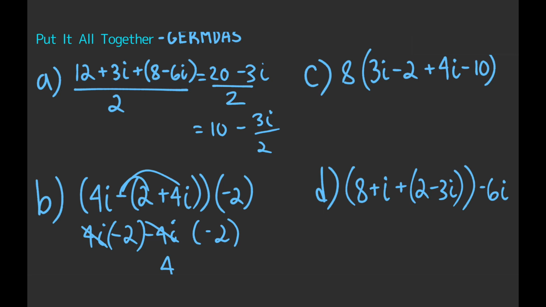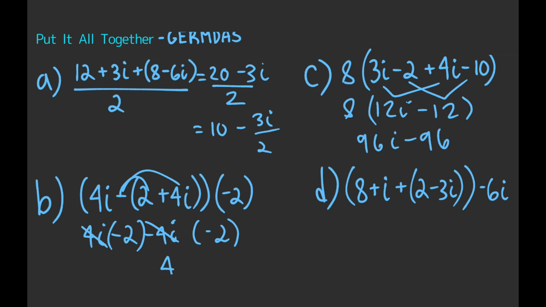Moving on to example C, we're going to work inside the parentheses first. We're going to add this together by combining like terms. So we get 12i. Combine these two, we get -12. Then we're going to multiply all of this by 8. And our answer is 96i minus 96.